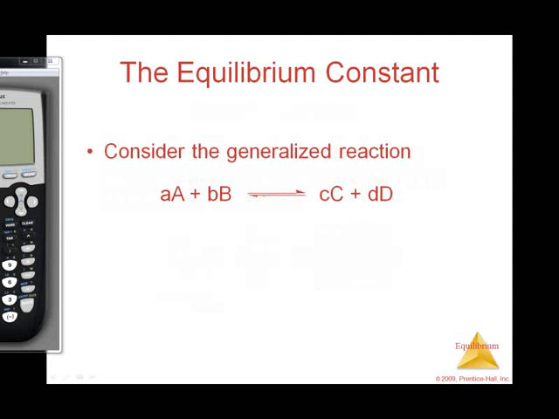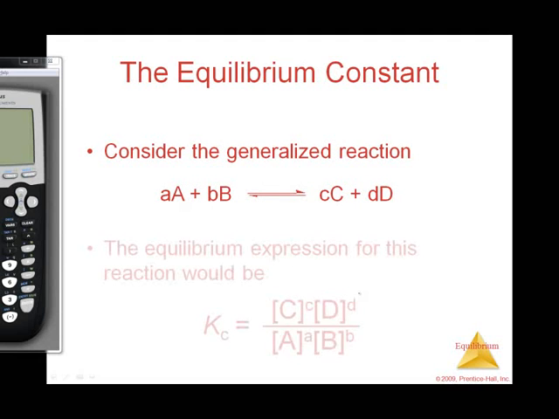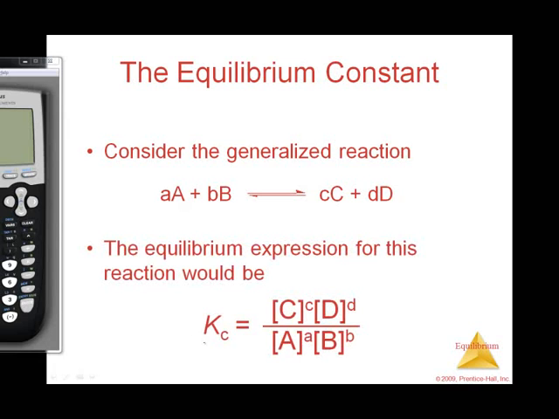So if we consider the general reaction, these are coefficients, these are reactants, these are products, then the equilibrium expression for any reaction would be the products raised to the exponent that matches their coefficient over the reactants also raised to the exponent that matches their coefficient. Okay?